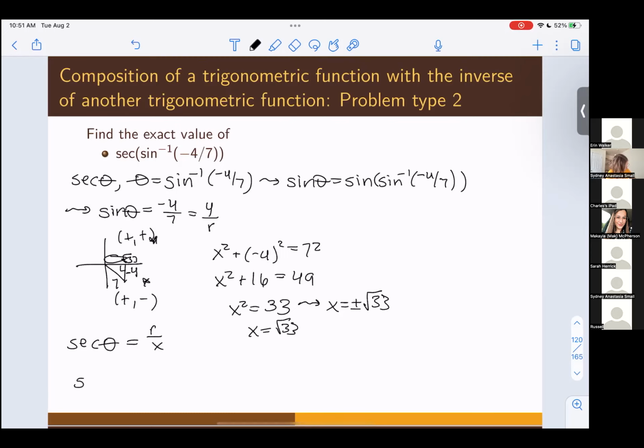So secant of theta, plugging that in, the radius is 7, the x value is square root of 33, but this is math. I don't like square roots in my denominator, so I'm going to rationalize by multiplying by square root of 33 in both the numerator and denominator, which leaves me with a final answer of 7 square root of 33 all over 33.